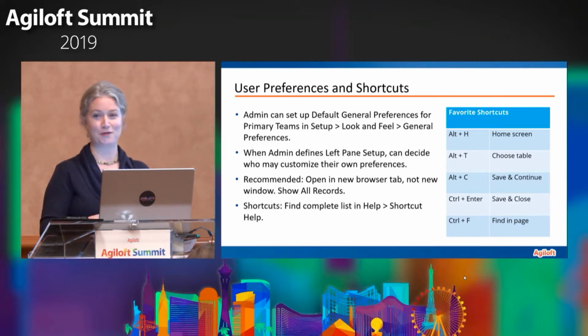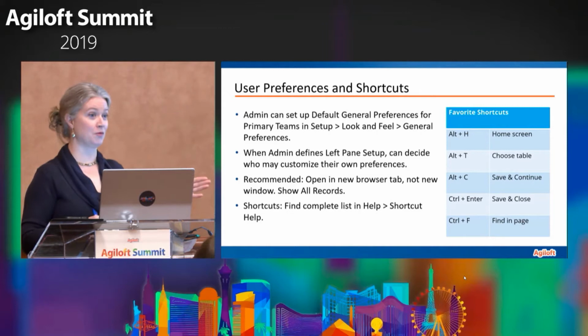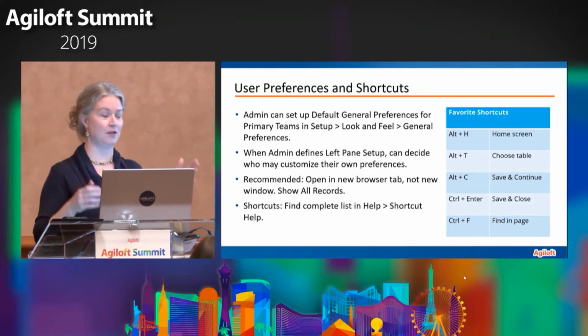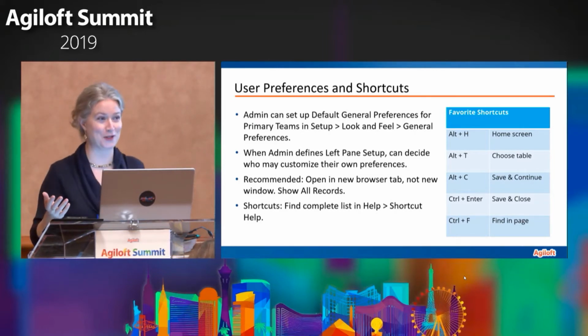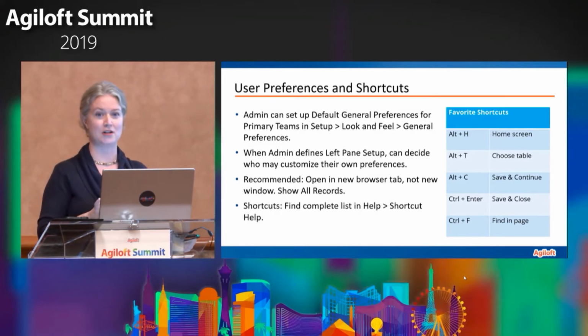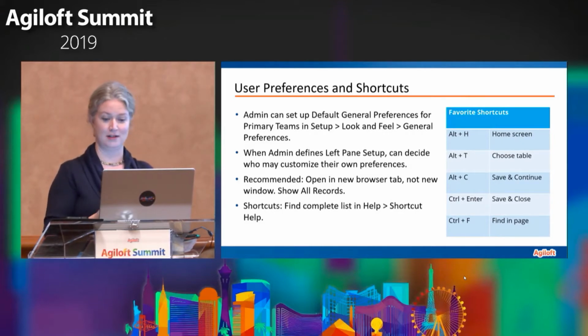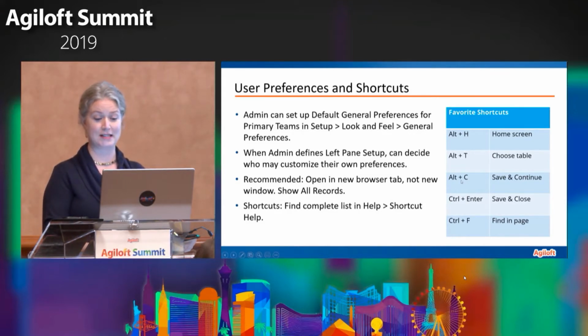My absolute favorite one is Alt-T. Sometimes that left pane gets really long with lots and lots of tables, and you go, where in the world is the table I'm looking for in that logical grouping? If you do Alt-T and you start typing the table that you're looking for, it'll auto-complete, and you can find it and just click on it, and your table is there. That's an awesome one.